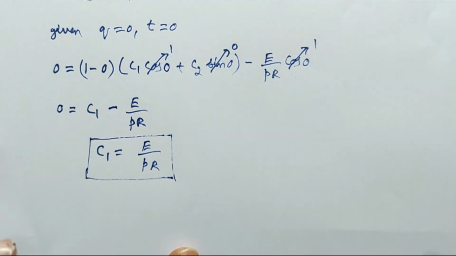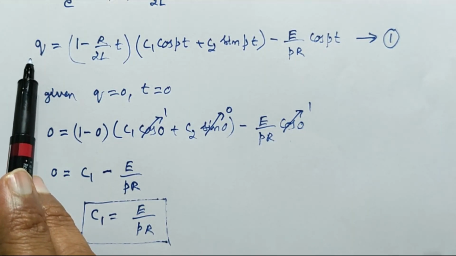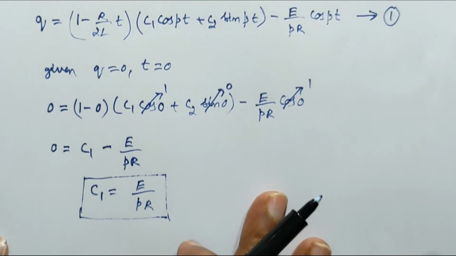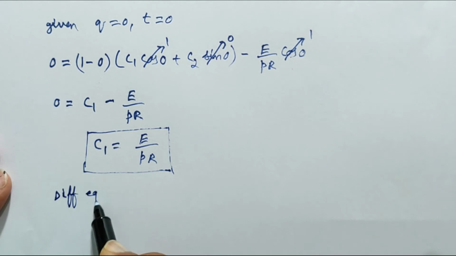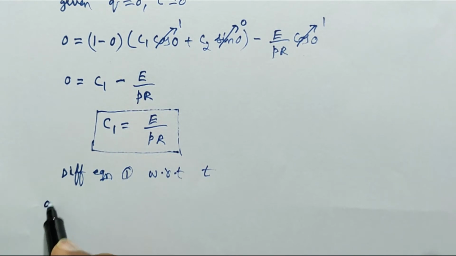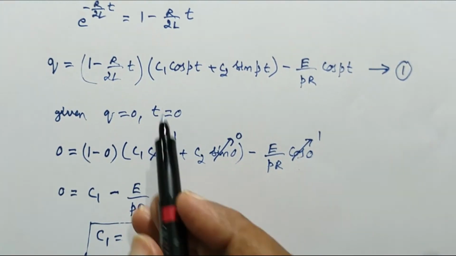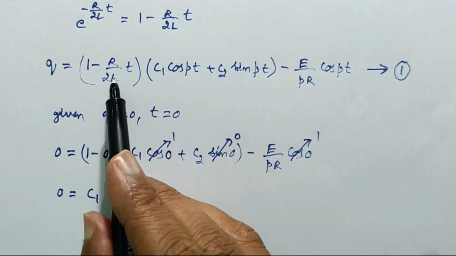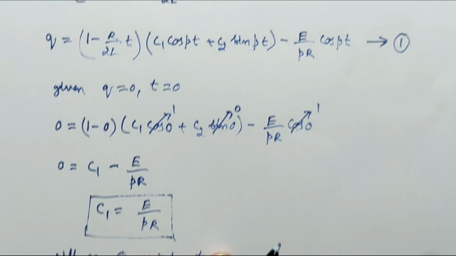Now to find the value of C2, this value of Q has to be differentiated with respect to T, because one more result that is given is the current I. You can get current I by differentiating the charge Q. So differentiate equation number 1 with respect to T. So dQ by dt is equal to... I have to use the U into V form, the product rule. So U as it is, differentiation of V, and V as it is, differentiation of U.